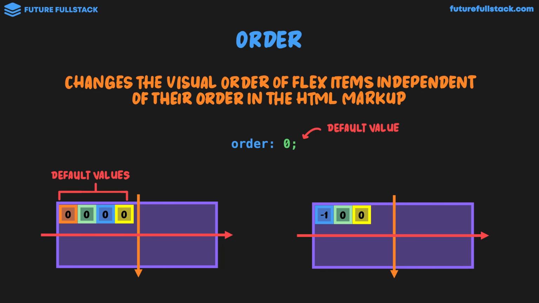And then we can apply a value of 1 to the first box, which will now be the last flex item. So the order number is moving us from lower order numbers to higher order numbers. And once again, we're completely overriding the position of the flex item as it appears in the HTML. So let's go play around with this inside VS Code.